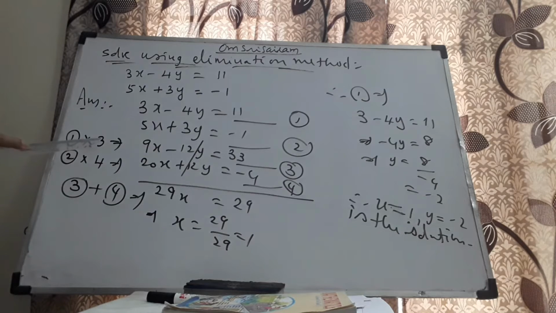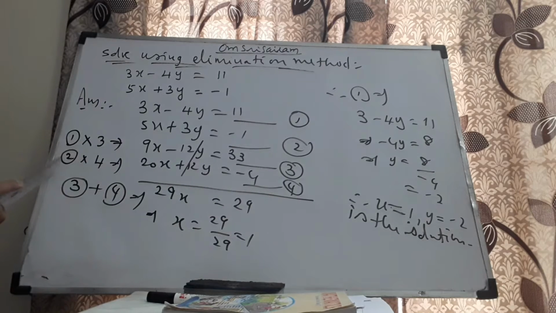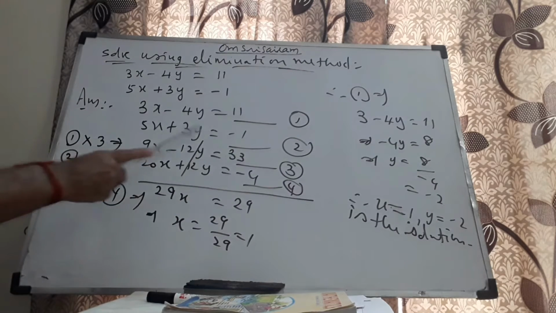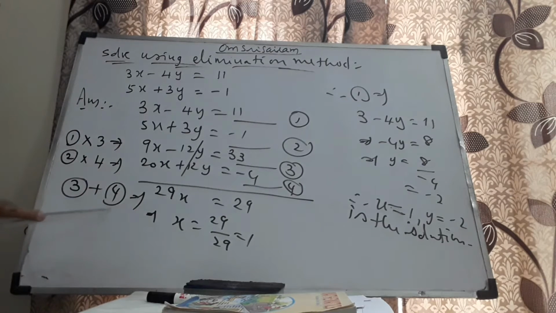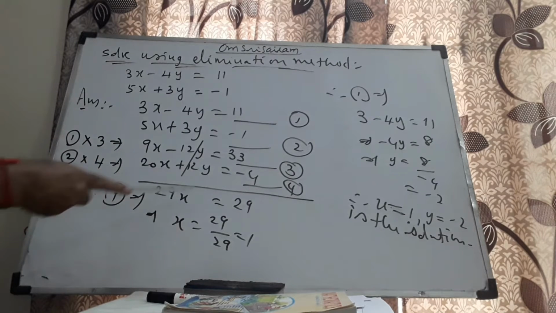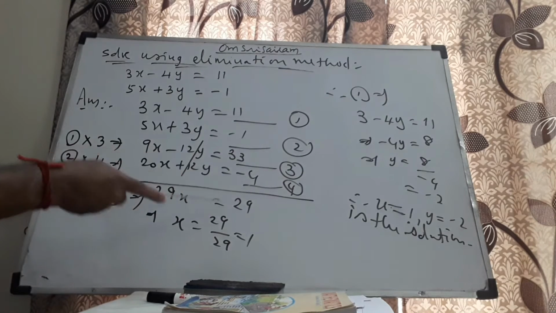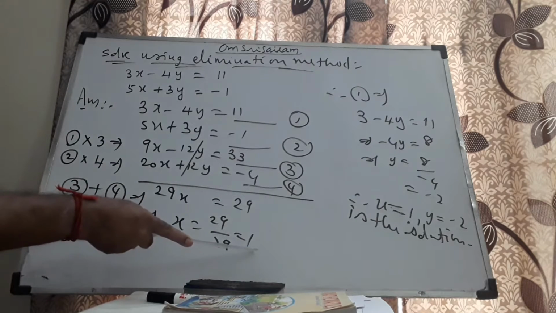Now multiply equation 1 by 3. Therefore 9x minus 12y is equal to 33 is equation 3. Now multiply equation 2 by 4. 4 5s are 20. 20x plus 12y is equal to minus 4, equation 4. Now since they are of opposite signs, I need to add so that they will get cancelled. Add both the equations. 12y minus 12y gets cancelled. 20x plus 9x is 29x. 33 minus 4, I am adding. Okay, don't by mistake subtract the right hand side. 33 minus 4 addition becomes 29. x becomes 29 by 29, which is 1.